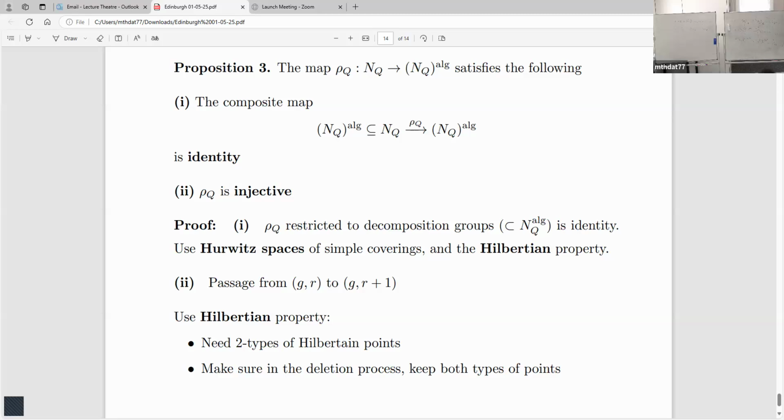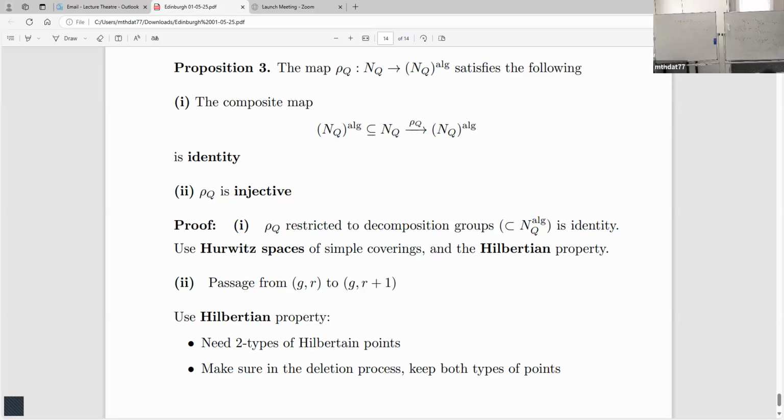In order to use the Hilbertian property, one has, of course, the moduli space is not unirational, so one has to base change to the Hurwitz scheme of simple coverings. Ultimately, we want this D to be large such that the map between pi1 of these Hurwitz spaces to pi1 of MG is surjective, and you use the Hilbertian property. Then to show that this rho Q is injective, what one shows in essence is that this new mysterious action of NQ on Q, which arises from this map, is just the natural action of NQ on Q. This was explained very briefly in Tsujimura's talk.